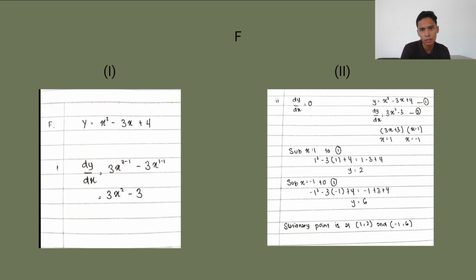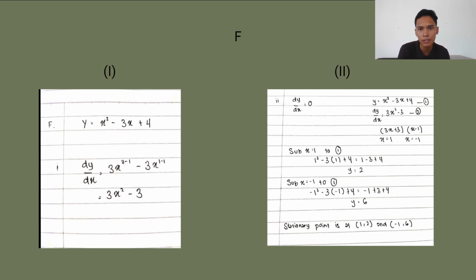So number 2, set the derivative equal to 0. y equals x cubed minus 3x plus 4. So this is number 1. The derivative equals 3x squared minus 3. So this is number 2. So substitute x equals 1: 1 cubed minus 3 times 1 plus 4, so equals 1 minus 3 plus 4. So this answer is y equals 2.